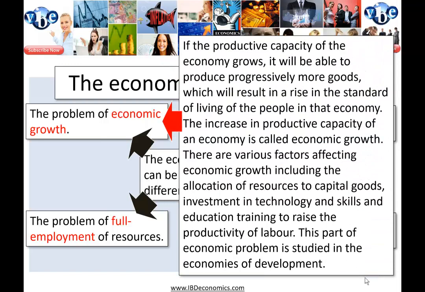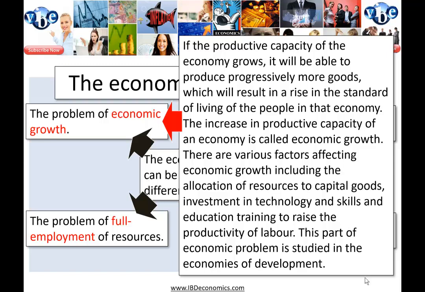Economic growth. If the productive capacity of an economy grows, it means that that economy is going to be able to make progressively more goods and services. And the more goods and services that are made, the more goods and services are consumed, and this is going to result in a rise in the standard of living for the people in that economy.